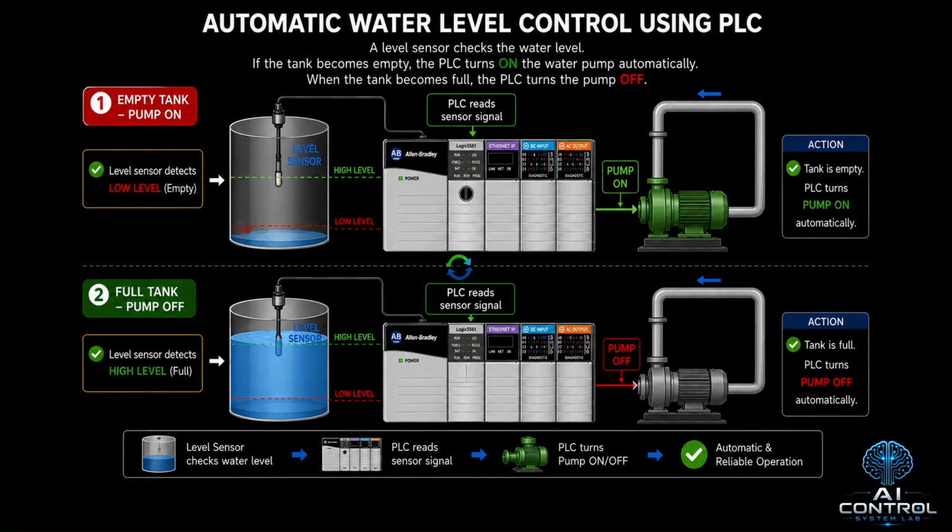Let's take a simple example. Imagine a water tank system. A level sensor checks the water level. If the tank becomes empty, the PLC turns on the water pump automatically. When the tank becomes full, the PLC turns the pump off. That's automation.